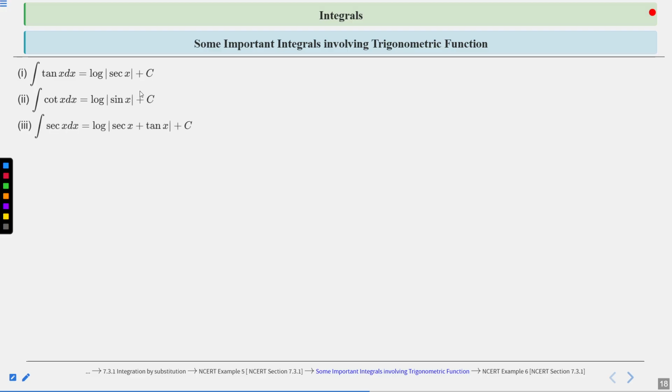Third part, the integration of sec x dx will be equal to log mod sec x plus tan x plus c, okay? Fourth, the integration of cosec x dx is equal to log mod cosec x minus cot x plus c, okay?